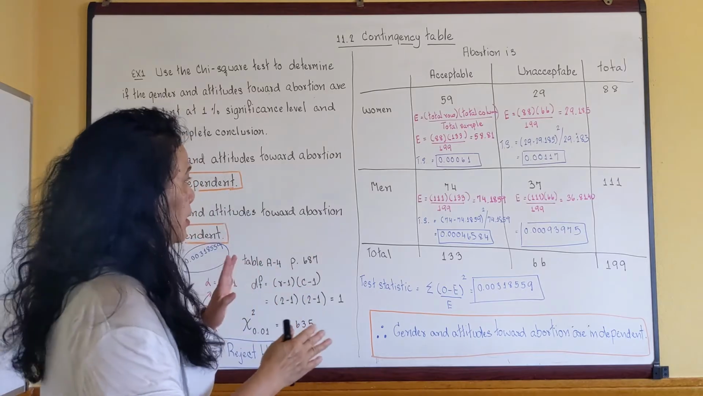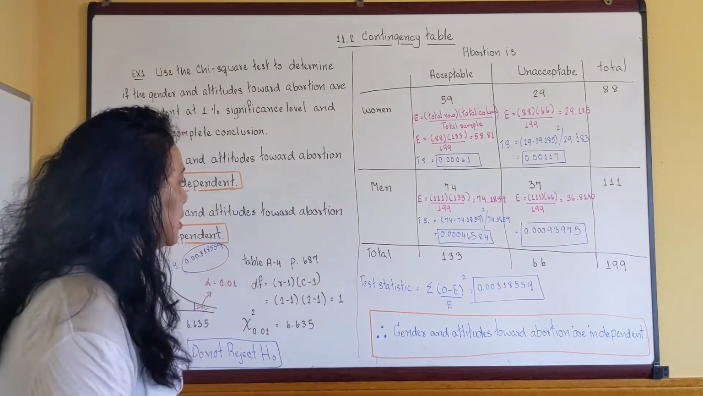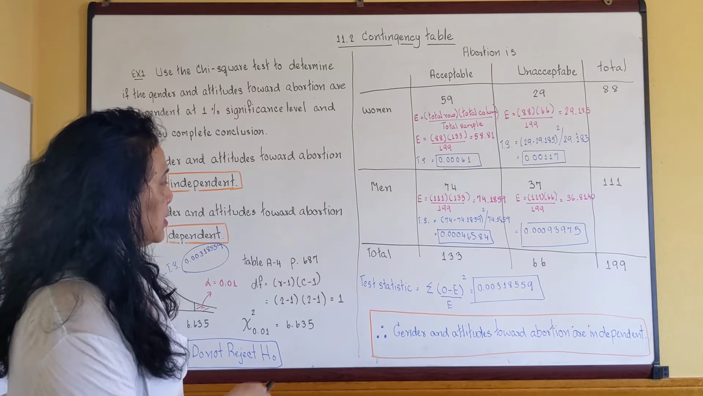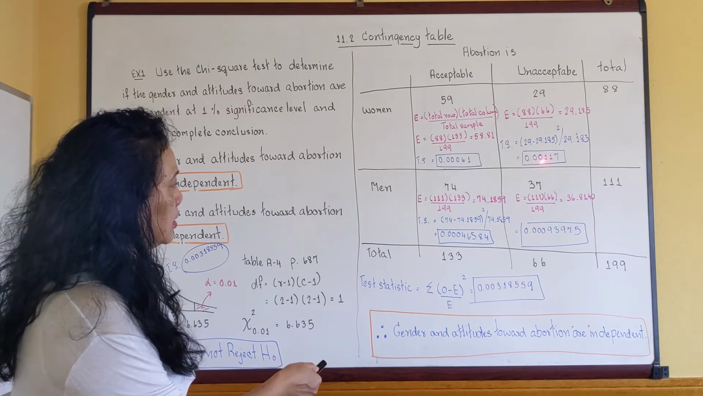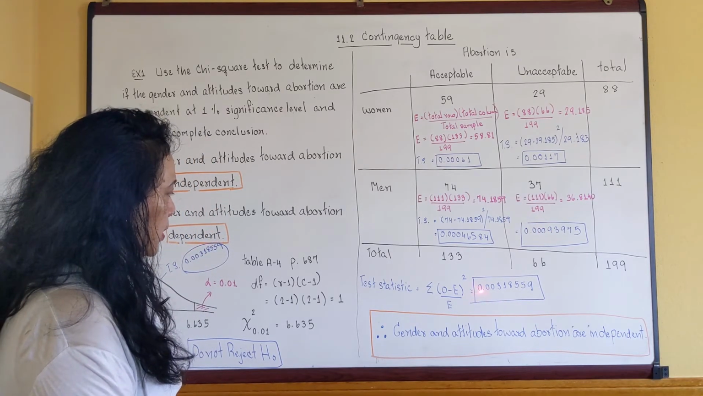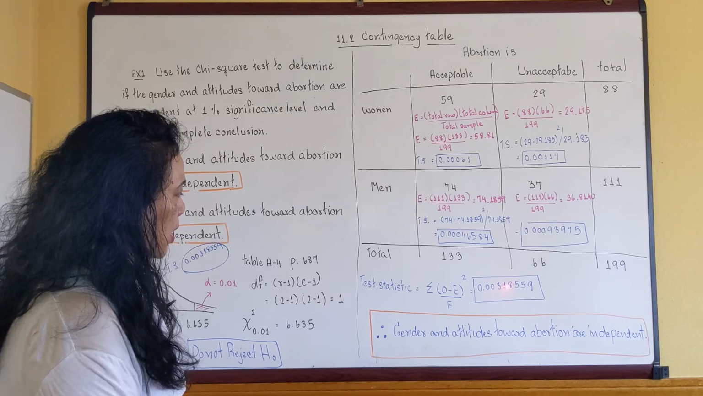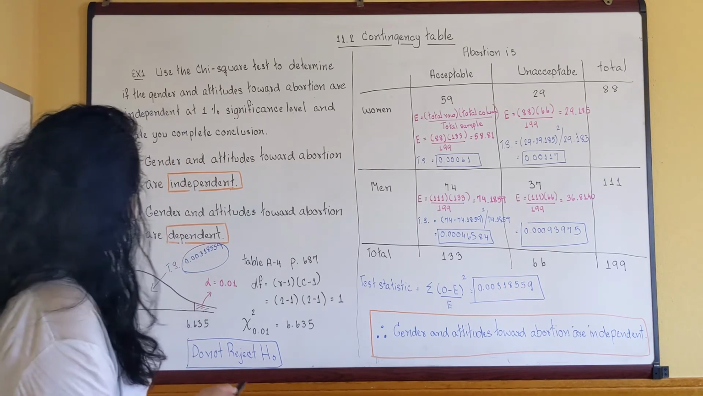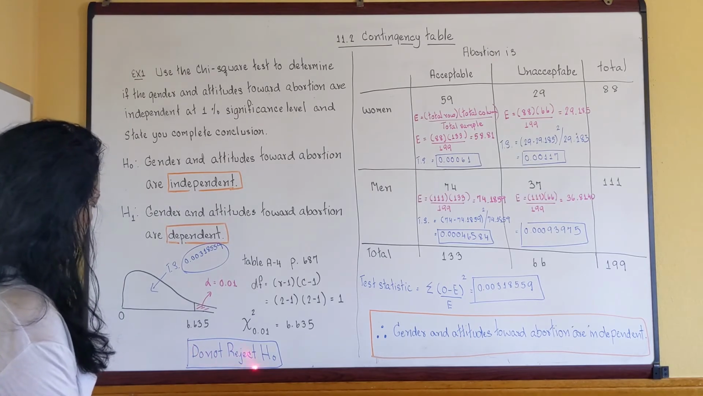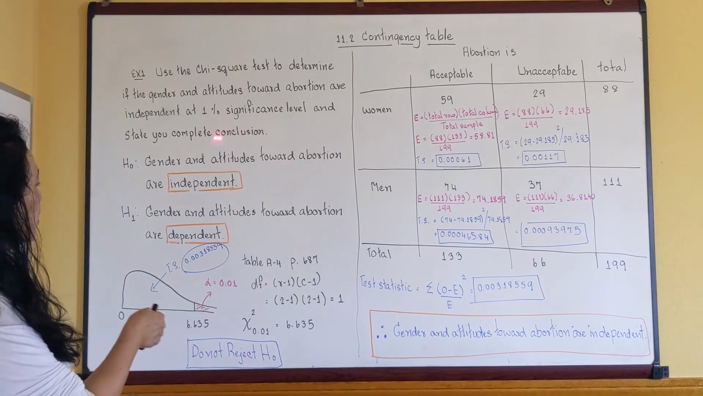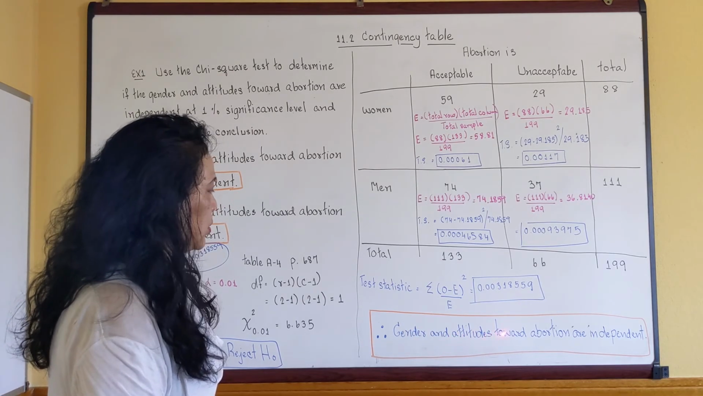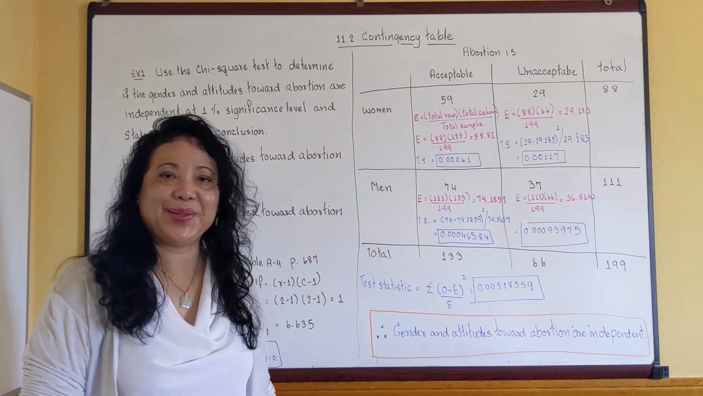Just like this big page, and then you fill it up. You add all the ones that I put in the box here. This is your test statistic. I add this number, this number, this number, and this number. It turns out to be 0.003185559. It does not fall in the shaded area. So do not reject H0. This is H0, so we don't reject this. Therefore, gender and attitude toward abortion are independent.